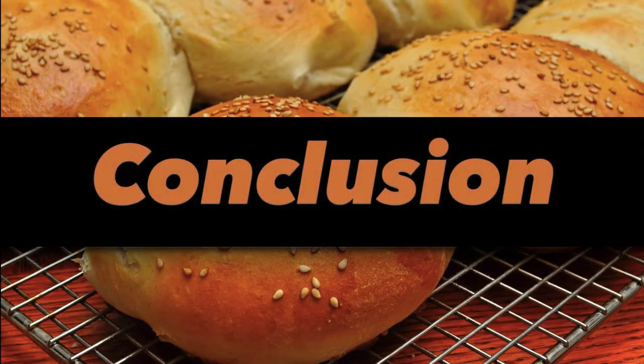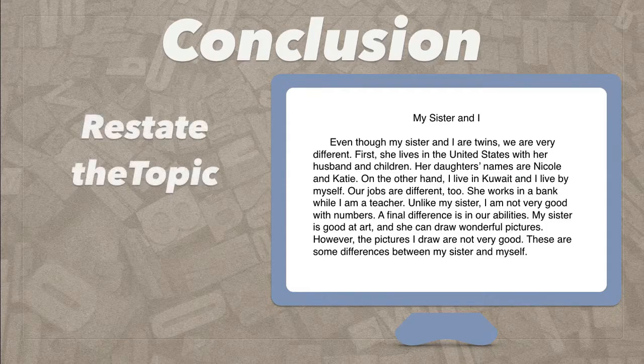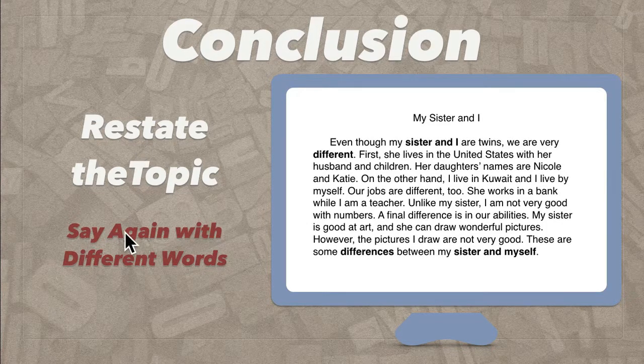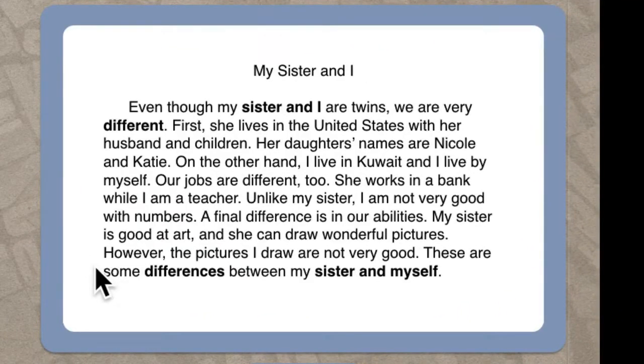Finally, we have the conclusion. In the conclusion, what you want to do is restate the topic. What does that mean, restate? Basically, it means you need to say again with different words. So you take the first sentence, even though my sister and I are twins, we are very different. You say it again at the end with different words.